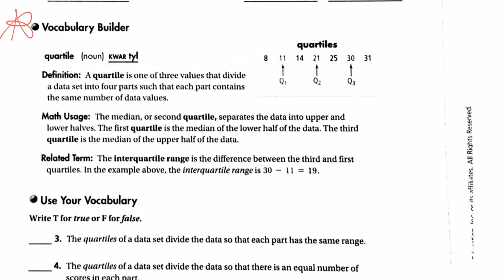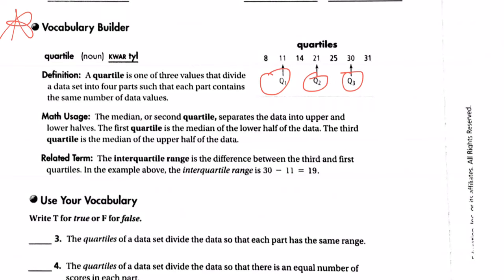And a quartile is one of three values that divide a data set into four parts, such that each part contains the same number of data values. So if we look over here at the picture, we have quarter 1, quarter 2, and quarter 3.